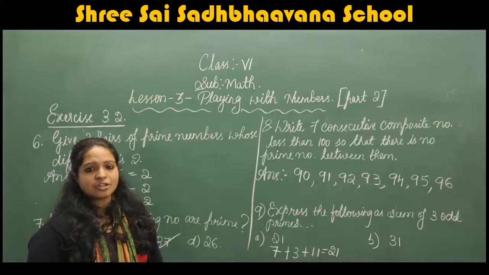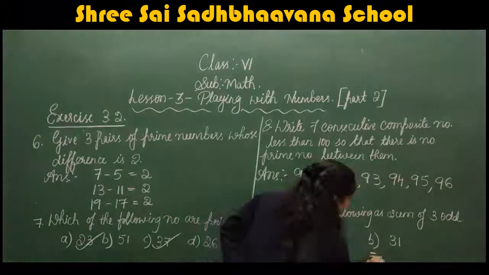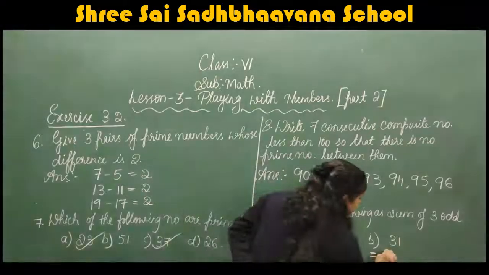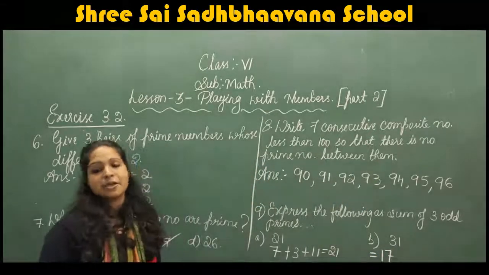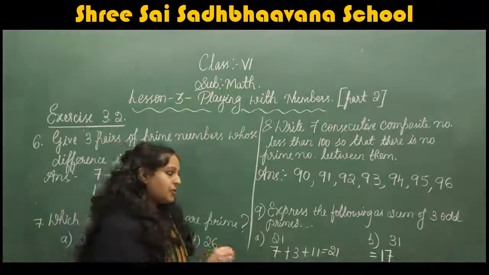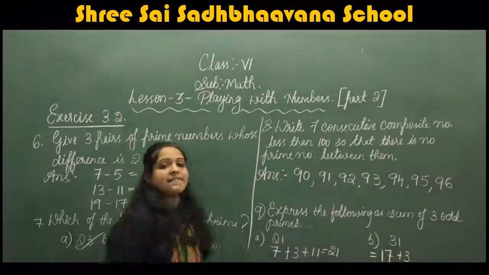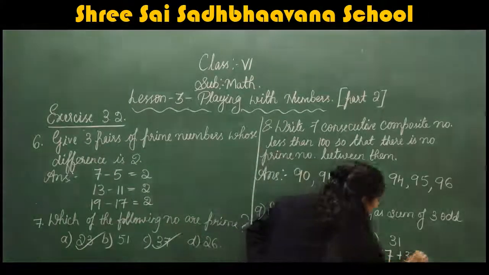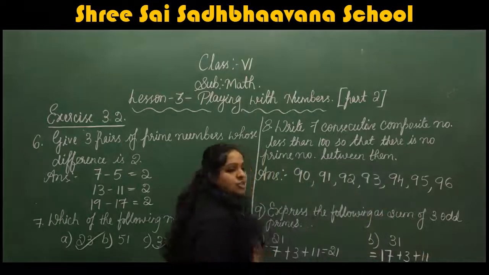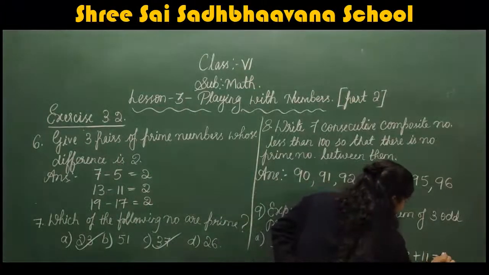31 is given. How to do this 31? Let us see. Let me write 17, which is a prime number, right? To this 17, let me add 3. So 17 plus 3 is 20. To this, let me add 11. So 20 plus 11 is 31.